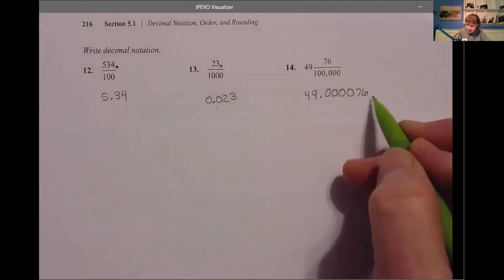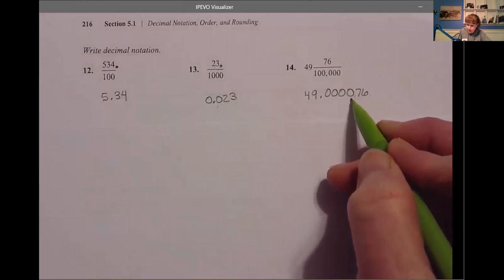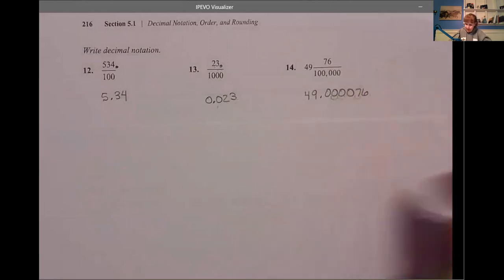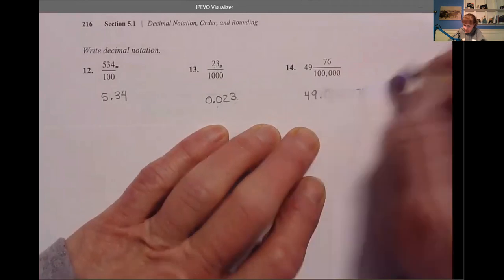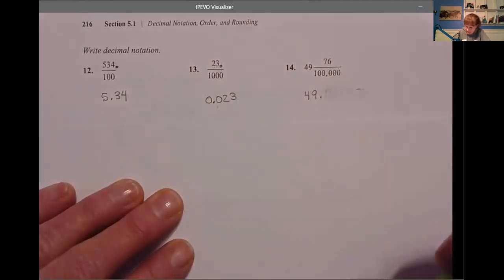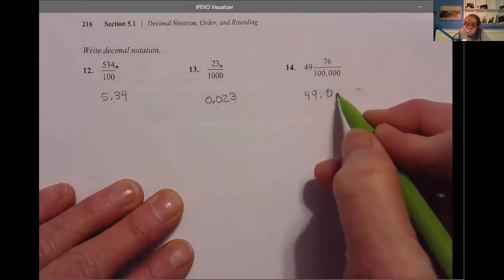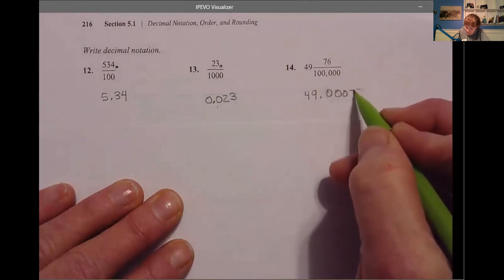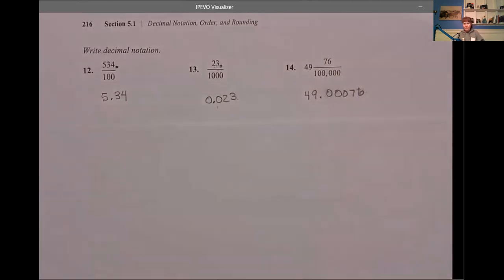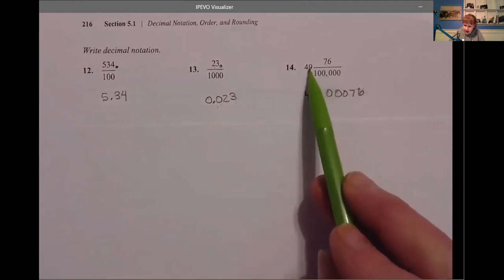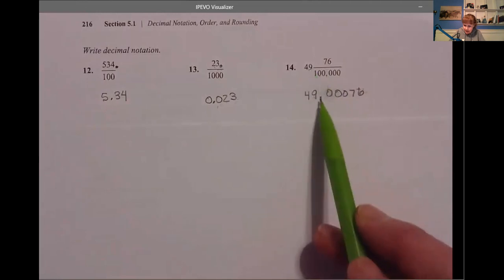Let me see. I may have too many zeros in there. 1, 2, 3, 4, 5. I do. I only needed 4 zeros. It's an easy fix. 1, 2, 3, 4, 5. Okay. So that would be 49 and 7,600 thousandths is how that would be read. So that's also how to handle that. 49, you've got your decimal here.